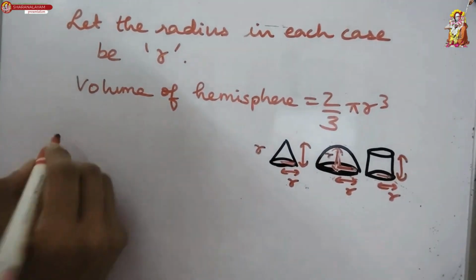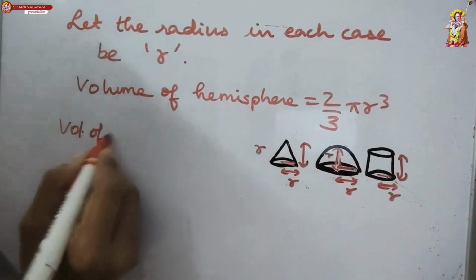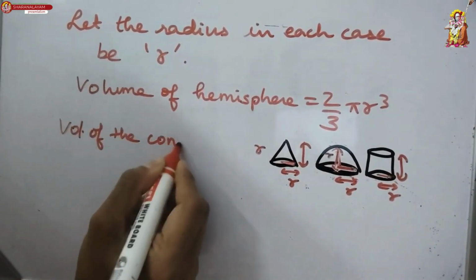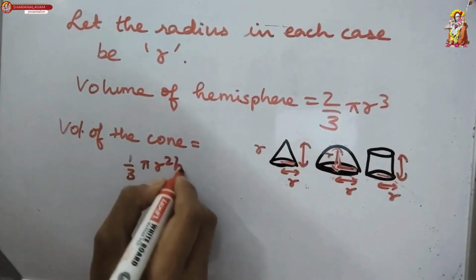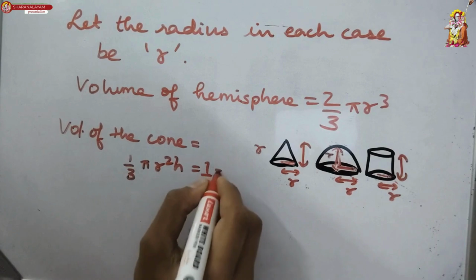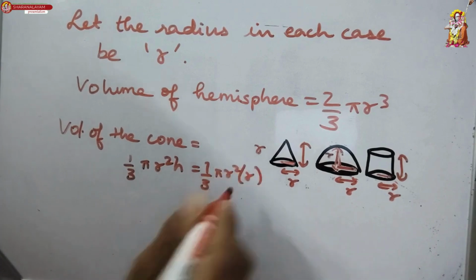Correct? So the volume of the cone will be 1 upon 3 pi r square h. In this case, it will be 1 upon 3 pi r square into r, right?